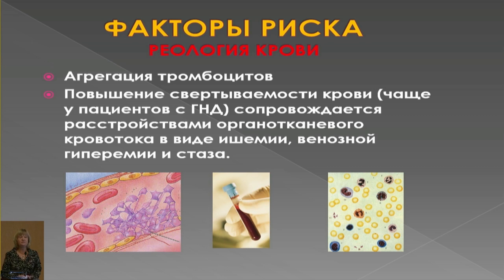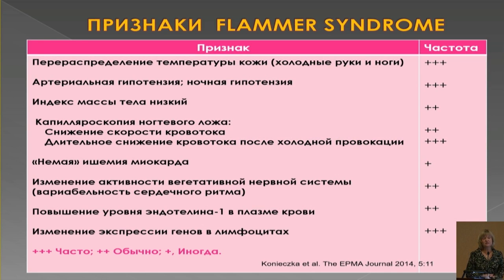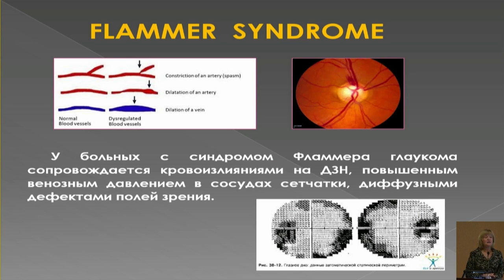Disorders of organ tissue circulation are observed, like ischemia and venous hyperemia. In recent years, you most probably have read that there is a term, Flammer syndrome, that describes a particular phenotype characterized by dysregulation of primary vascular regulation. The main features of Flammer syndrome presented here: first of all, redistribution of blood temperature, cold extremities, upper and lower, reduced circulation after cold provocation, and changed gene expression in lymphocytes. In patients with glaucoma and Flammer syndrome, glaucoma is usually associated with hemorrhages in the optic nerve disc, increased venous pressure in the retinal vessels, and diffuse defects of the visual fields.